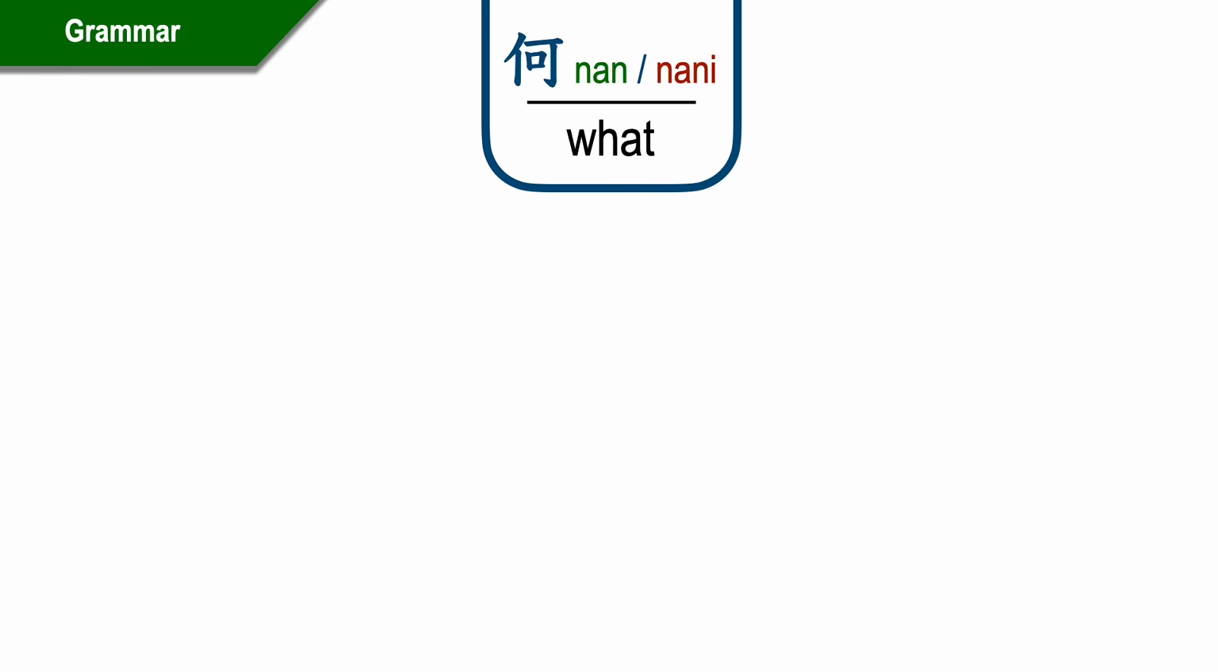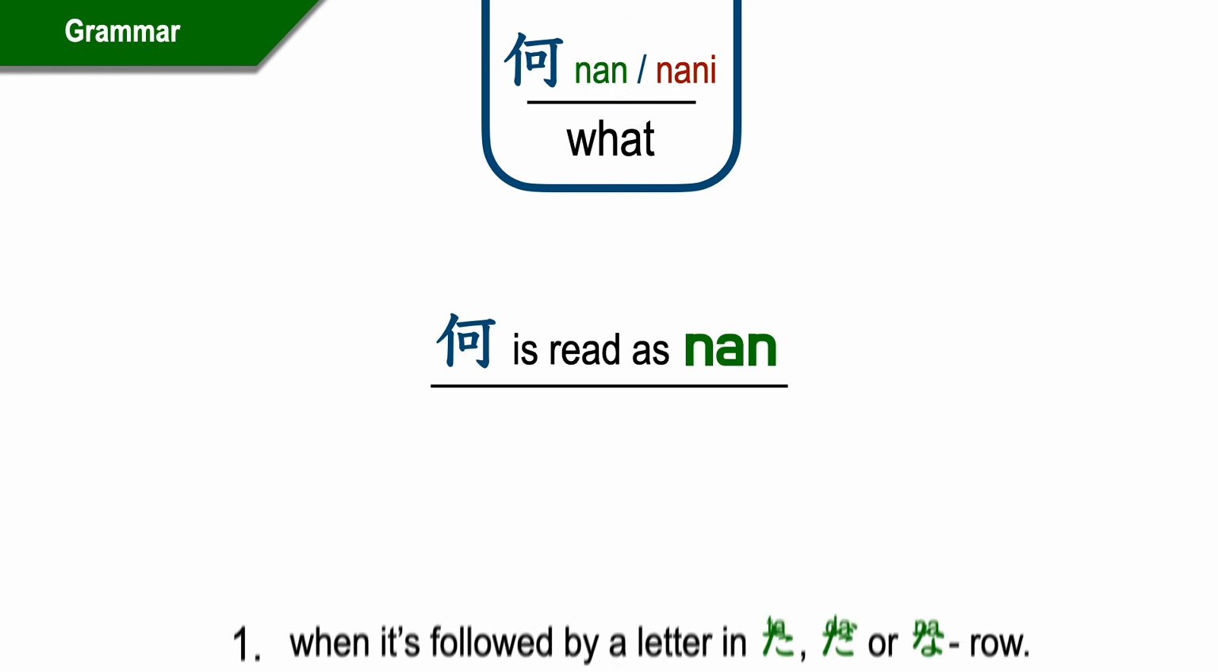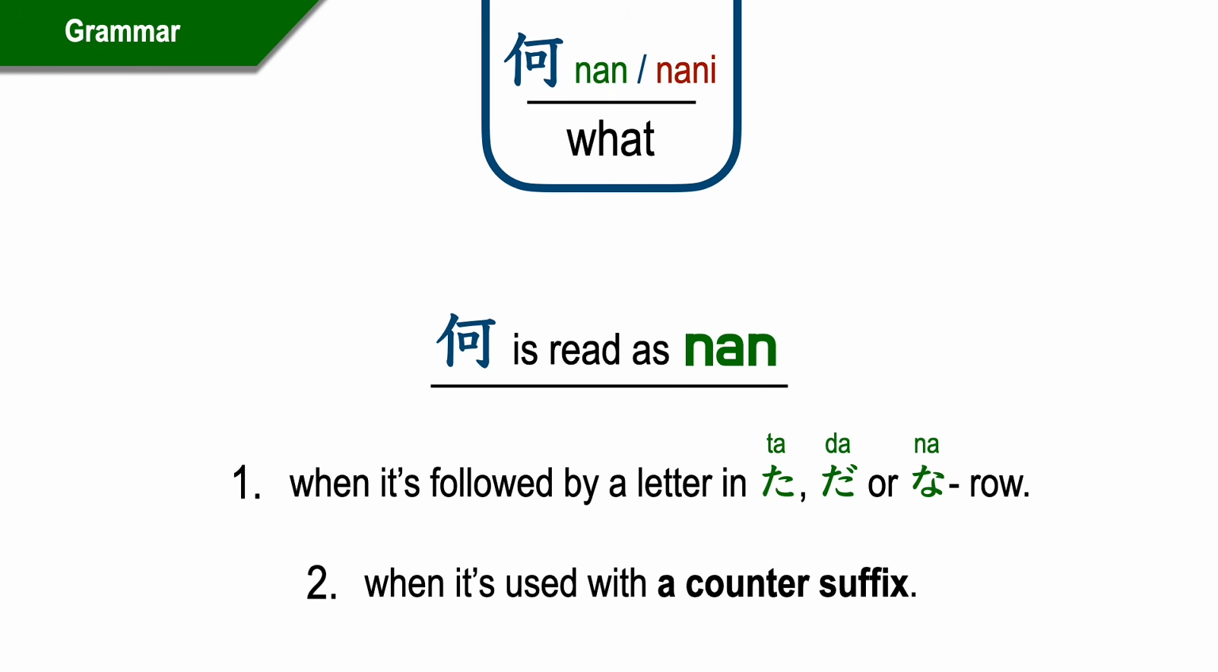Now we're going to learn when to use which one. It is read as nan when it's followed by a letter in the ta, da, or na row, or when it's used with the counter suffix.